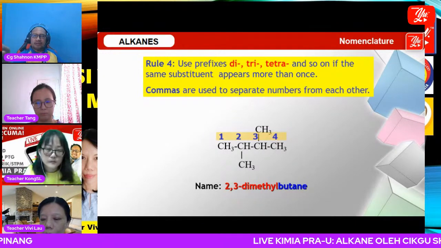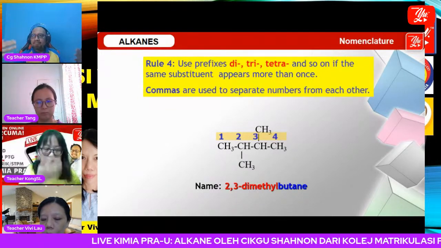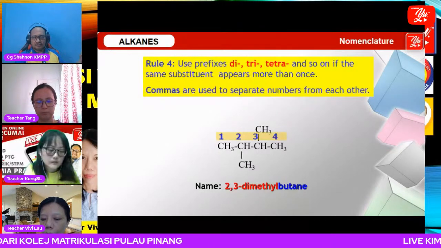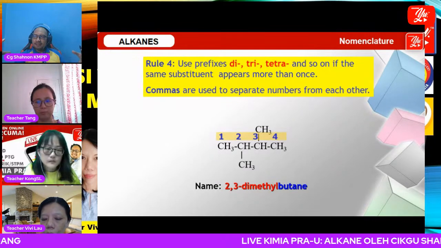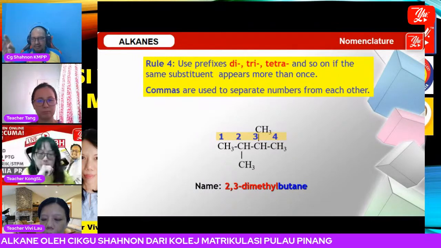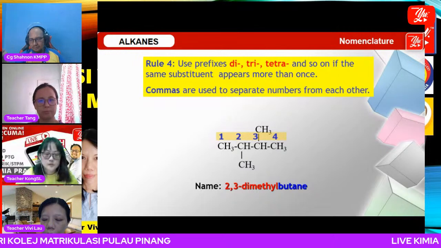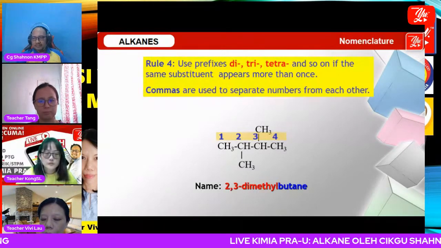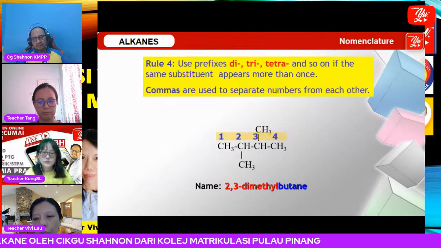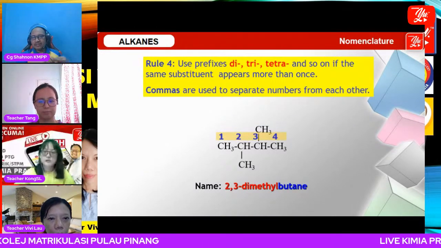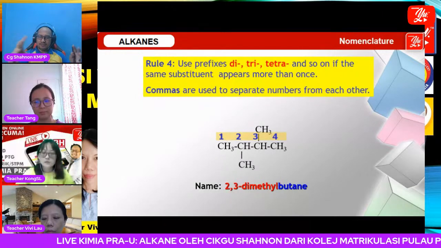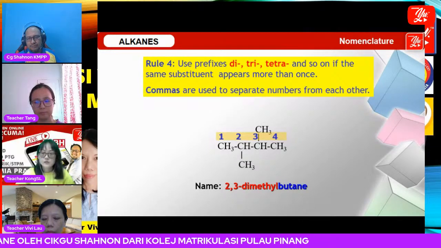Then because the substituent appears more than once, if we give the name 2-methyl, 3-methylbutane, that's wrong. We have to use the prefix di. So 2,3, hyphen, because between number and words, dimethylbutane. If we don't use the prefixes, then the name would be very, very long. For a structure that has a lot of substituents, the name would be very long. So we use prefixes, so the name becomes easier for us to write or read.